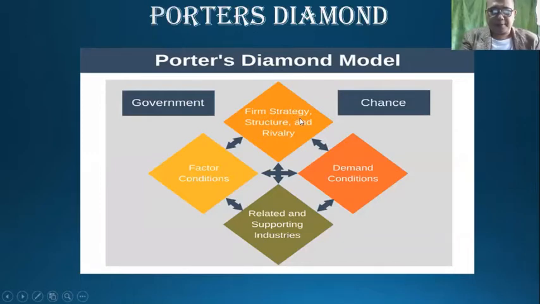If we look at the diagram, we start with firm strategy, structure, and rivalry. Now, the structure of the firm and its competitors, and followed by demand conditions. And then we have related and supporting industries, the suppliers of the firm. And what are those factor conditions that may affect the firm or the business?